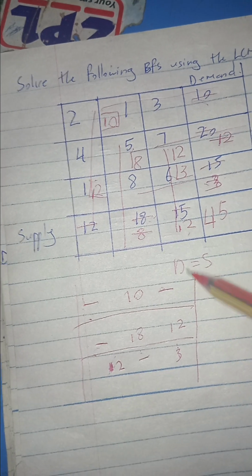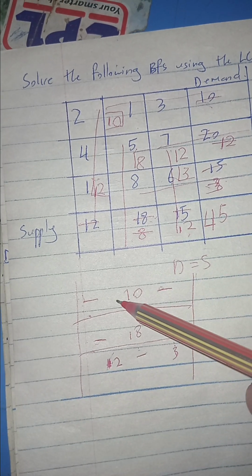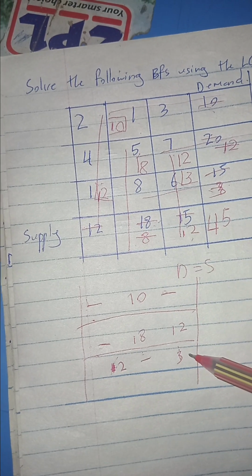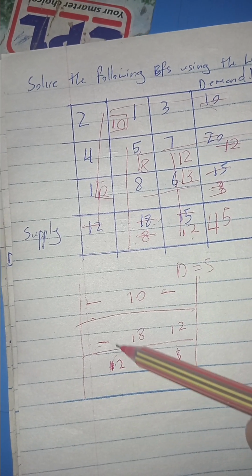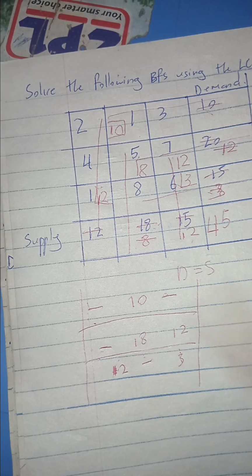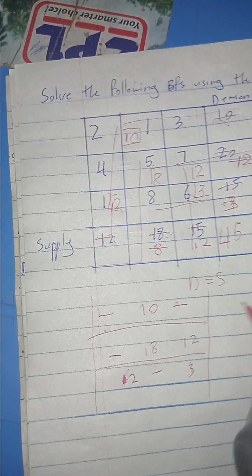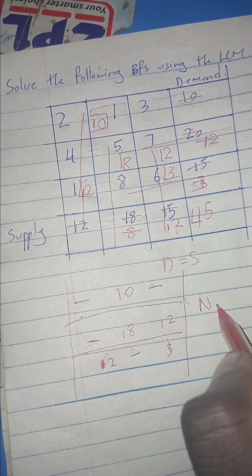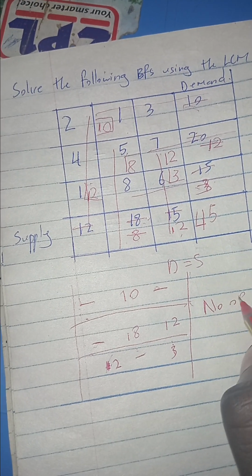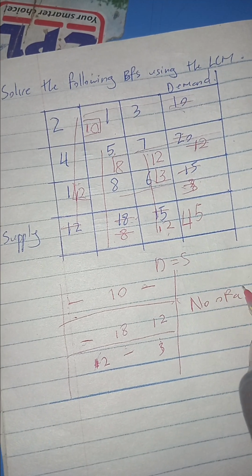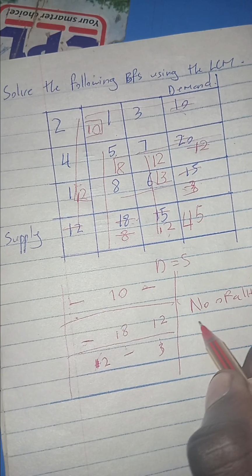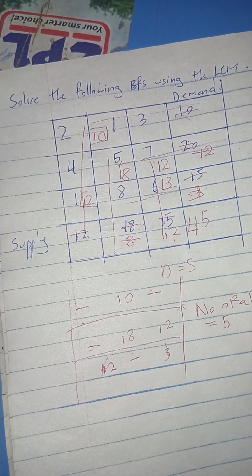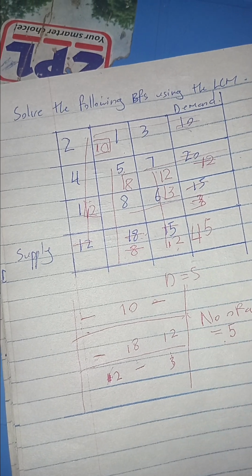As you can see, we can count the number of allotments. We have 1, 2, 3, 4, 5. So our number of allotments is equal to 5. This is our number of allotments.